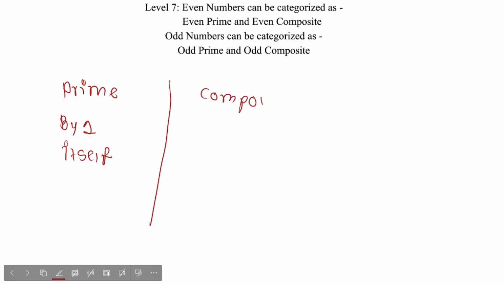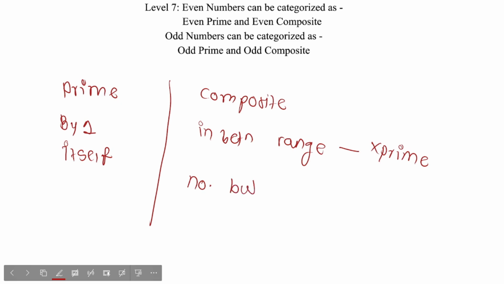The composite number is the number which is present in between the range, but the number is not prime. Means, in a simple definition, we can say numbers which are in between the range but other than prime only. Okay. So this is the difference between a prime and a composite number.